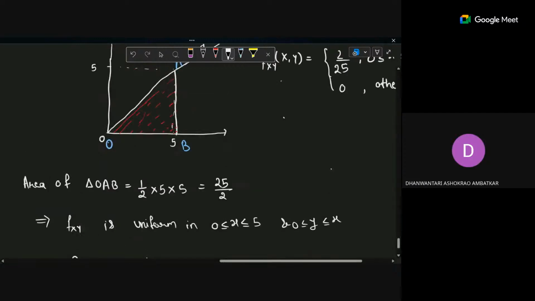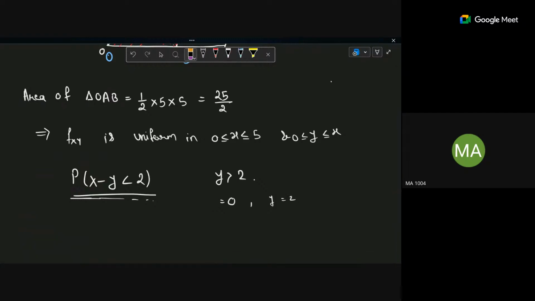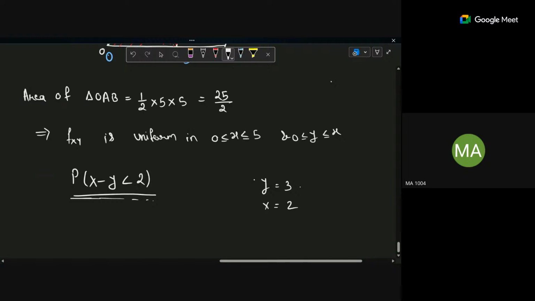Sorry to interrupt you. But it will be y greater than 2. We have to calculate y greater than 2, right? Why y greater than 2 always? If your x is equal to 0, then y equal to 2 will not work. Okay, y greater than 2. But that's not the only thing. If y is equal to 3 and you are taking x is equal to 2, then subtraction is what? Minus 1. Will it work?